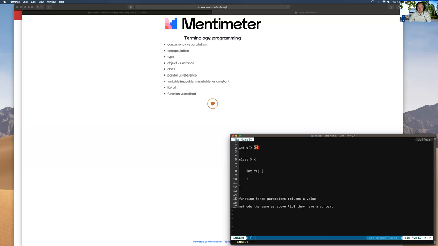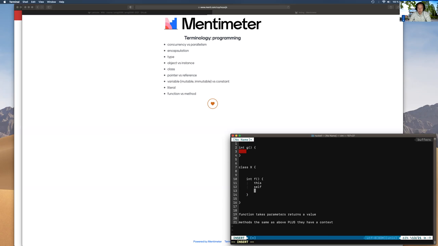What do I have access to here that I don't have access to here? It doesn't exist. Yes, exactly. So in Java or in some other languages, you have this. And in some languages, you have self or some other mechanism for referring to this context, right? That doesn't exist here. So typically when we have a function which has something like this or self that you can access, that means it's a method. If you have a function which doesn't have this or self, that's a function, right? So that's how we use those terms.